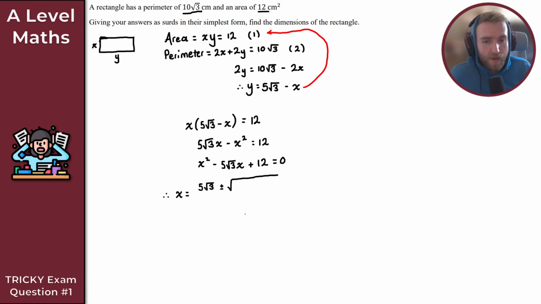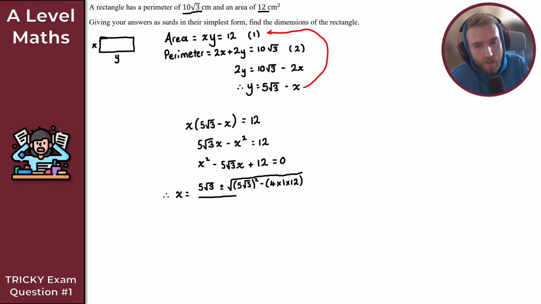So what else do we get here? So I get b squared, so that's 5 root 3 squared. I'm just going to write this out without simplifying just yet, just to make life a little bit easier. So I've got 5 root 3 all squared minus 4 times a, which is 1, times c, which is 12. I've got 4 times 1 times 12, like so. And all of this is over 2a. So that's 2 times 1, which is 2.